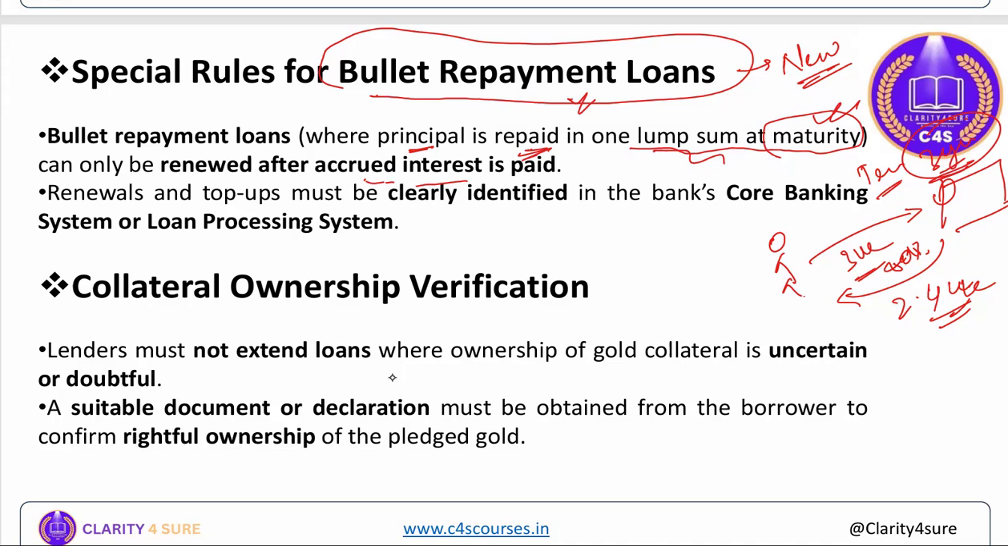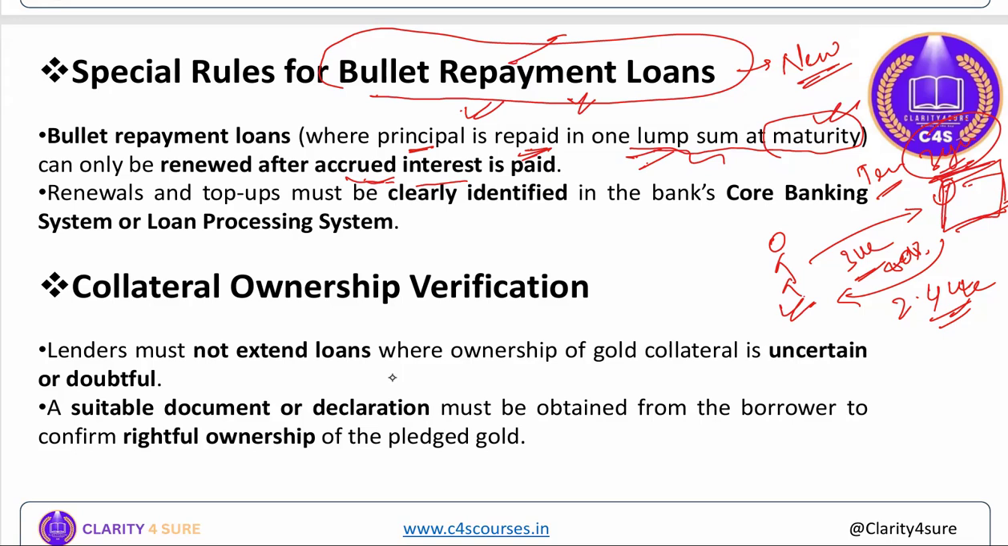Means whatever interest this lender is charging over that borrower, it should be paid till the maturity. Then only the bullet repayment loan will be accessible, right? Then only this facility will be available with that particular borrower. Bullet repayment, one time payment at the time of maturity, but he or she must pay the interest for that tenure, right?